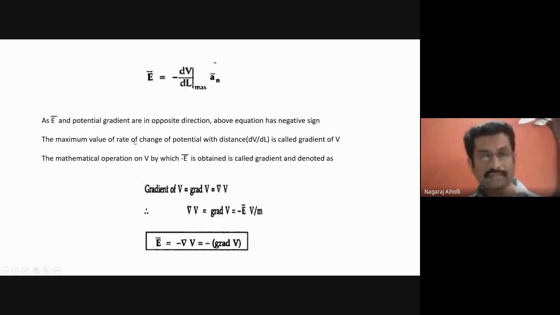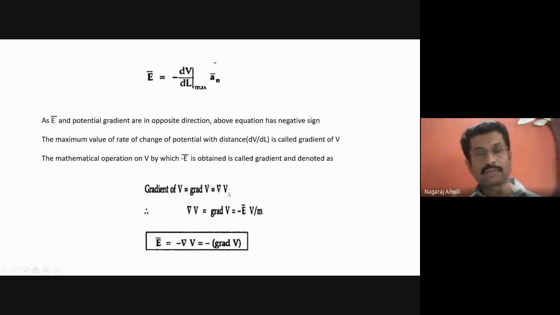We know the maximum value of rate of change of potential with distance, that is dV by dl, is called gradient of V. The mathematical operation on the potential V by which minus E bar, or E bar, is obtained is called gradient, and it is given by gradient of V, that is del V.